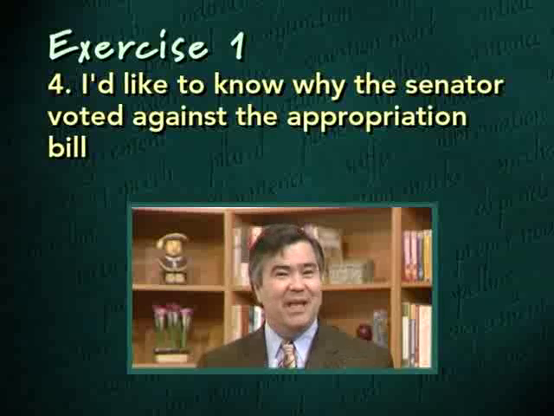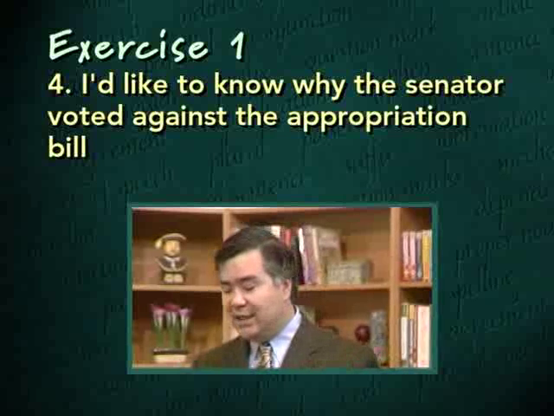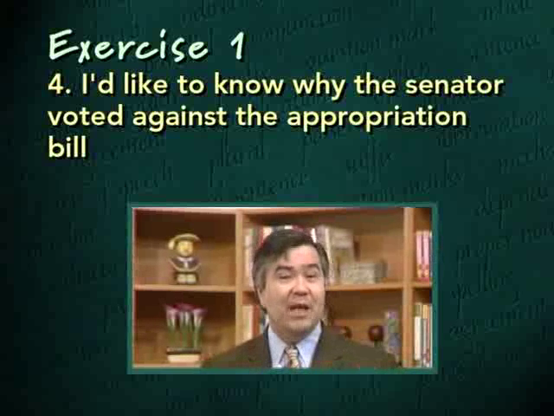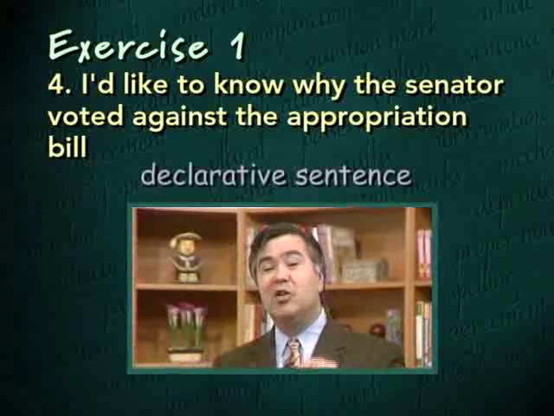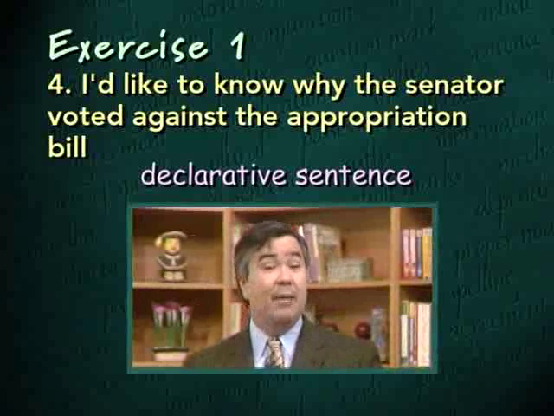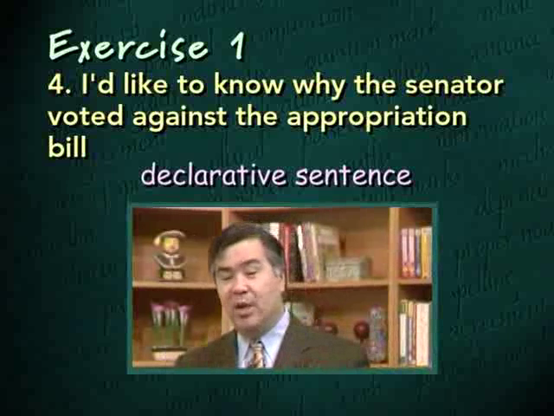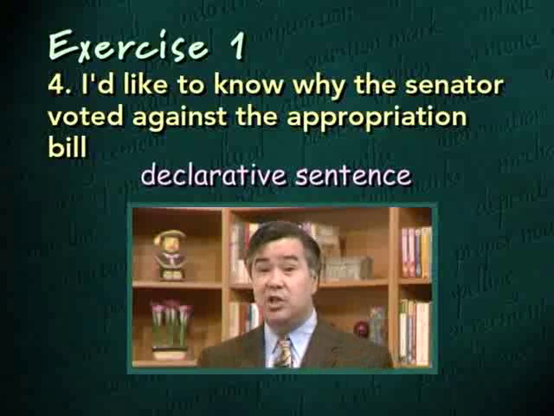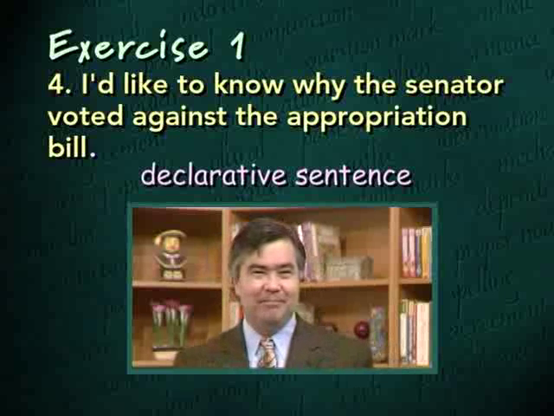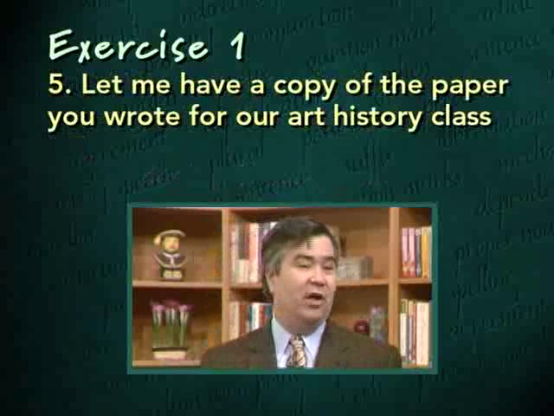But notice that the question is being stated indirectly, not directly. For this to be an interrogative sentence, it would have to read something like, "Why did the senator vote against the appropriation bill?" Then the sentence would be directly expressing a question. Instead, this is a declarative sentence because it only states the question indirectly. It states as a fact that I am wondering about something or I would like to know something. It is stating that as a fact rather than expressing the question directly. And remember, an indirect question is really a declarative sentence and should be ended with a period rather than a question mark.